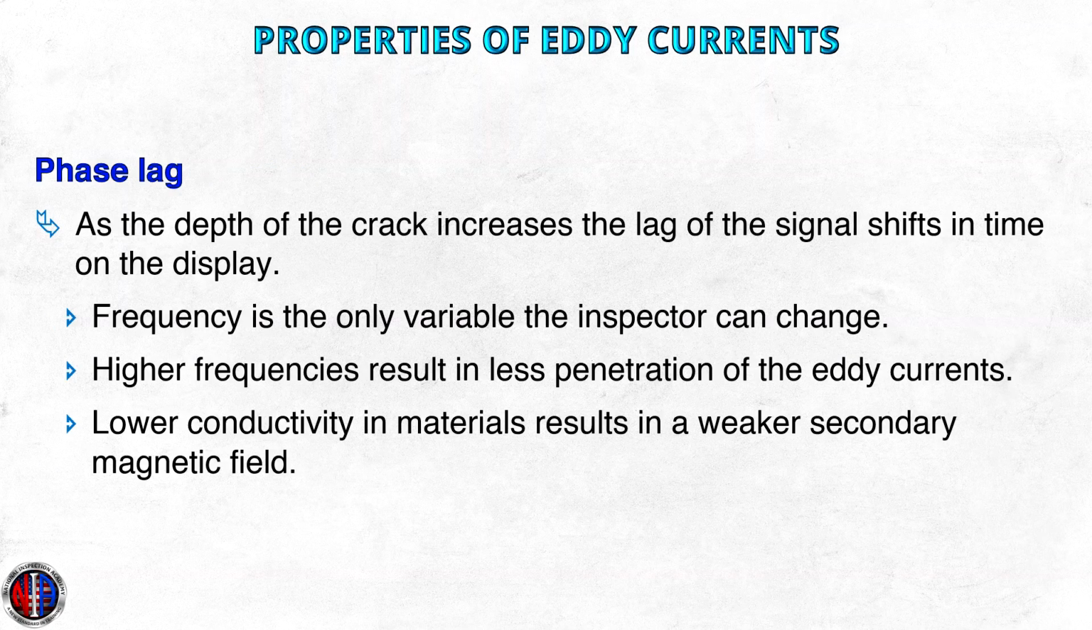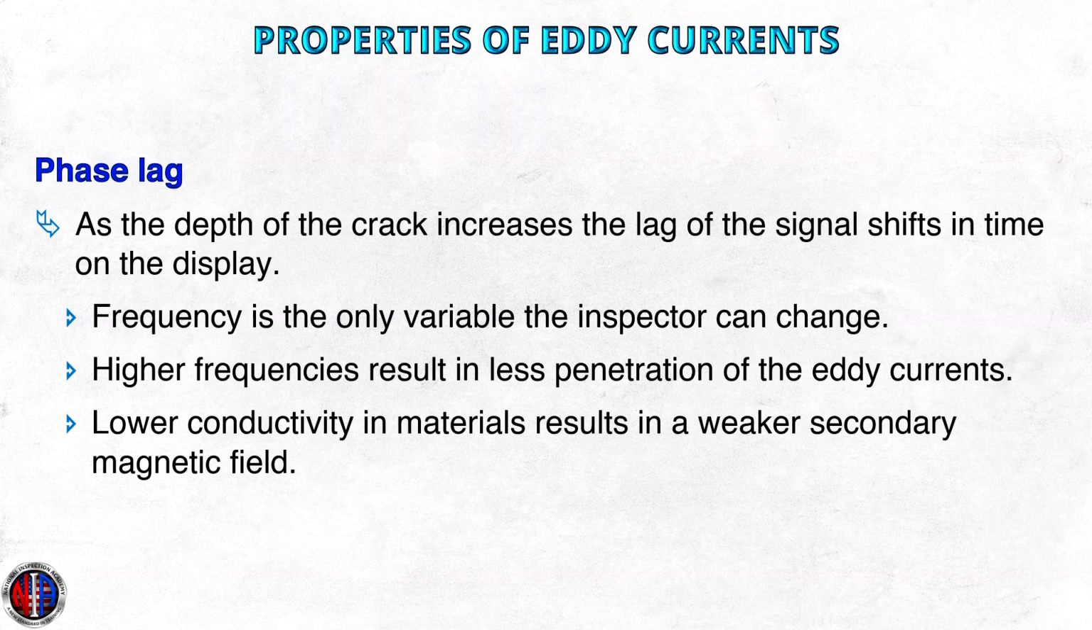Phase lag. In addition, there is a relationship between frequency and phase. Phase lag means that as the depth of the crack detected increases, the lag of the signal shifts in time on the display. Frequency is the only variable the inspector can change. Higher frequencies result in less penetration of the eddy currents. When choosing a frequency, it is recommended to choose a frequency that provides the penetration and sensitivity desired for the inspection being performed.